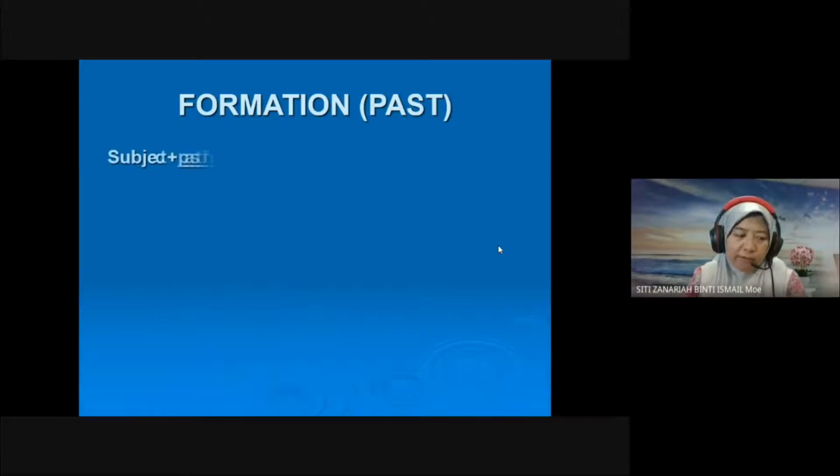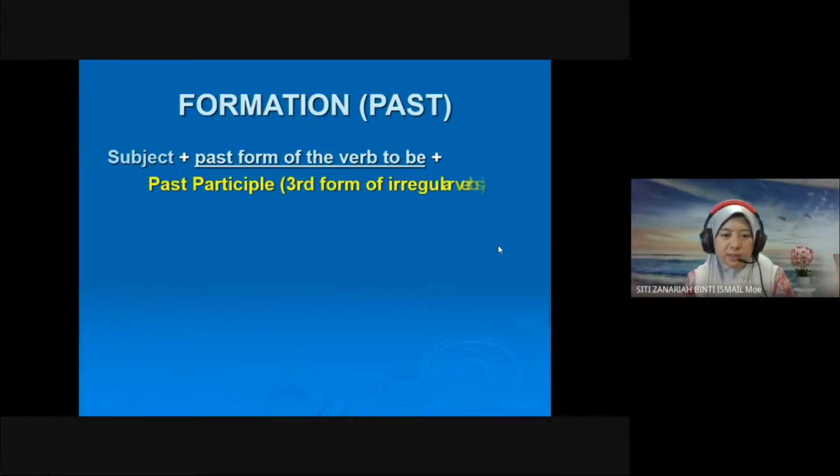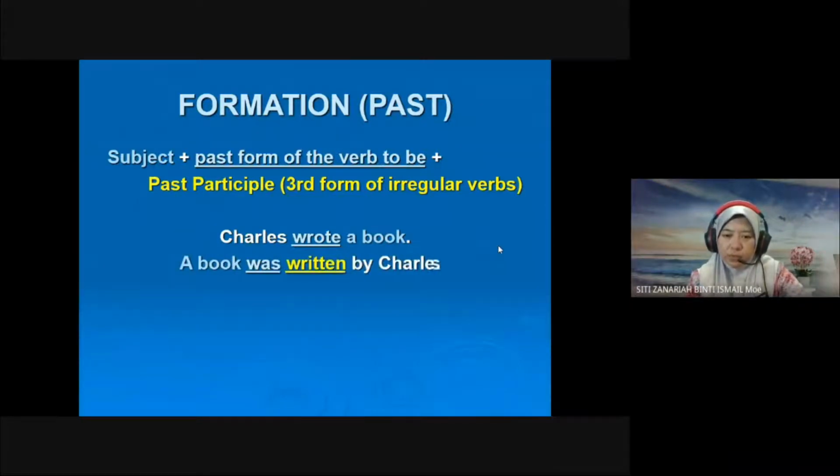The formation of past tense passive voice. Subject plus past form of the verb to be, and you have to add the past participle. As I told you before, you refer to pages 175 and 176. These are examples of the sentence. Charles wrote a book. When it changes to the passive voice, here it shows the past tense. A book was written by Charles. Wrote is written in past tense. Written is written in past participle.